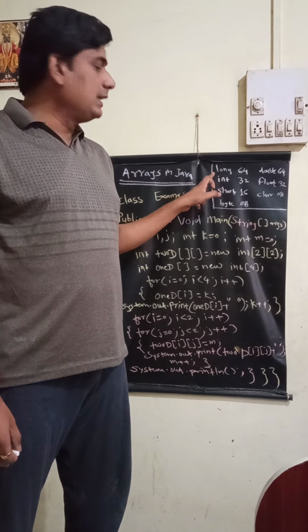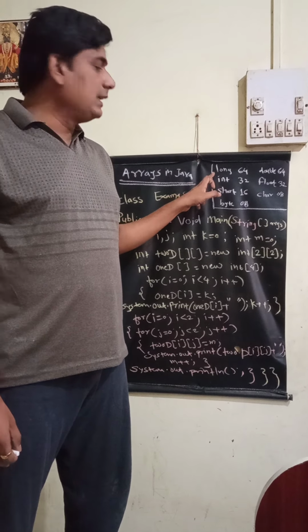4 bytes. For short, it requires 16 bits, meaning 2 bytes. And for the byte data type, it requires 8 bits, that is 1 byte. For double, it requires 64 bits. For float, it requires 32 bits. And for character, it requires 8 bits.